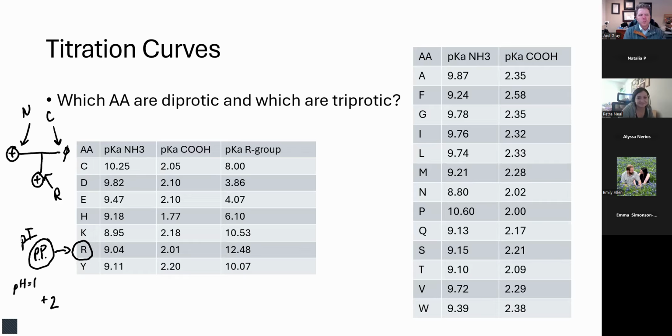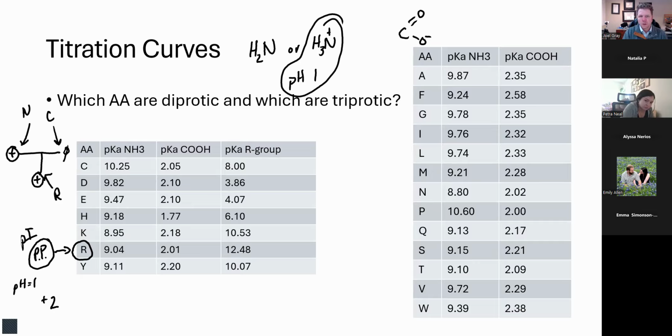So what we're trying to do is think about, without drawing the whole thing, what these functional groups look like. The N termini looks like this, NH2 or NH3 plus, at a pH of 1. That's what the N termini looks like. The C termini, at a pH of 1, well, it's going to look like this right here.